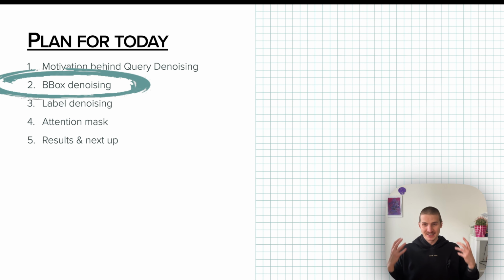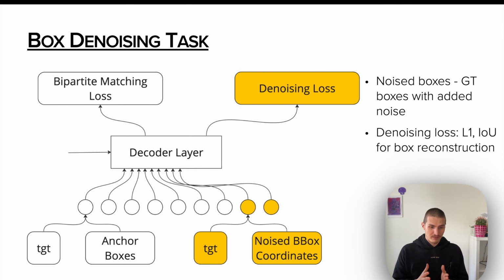So now, as we understand the fundamental problem of bipartite matching loss, so the instability of assignment and the sparsity of signal, let's discuss the solution. And we start with the bounding box denoising. So this is the diagram for that.